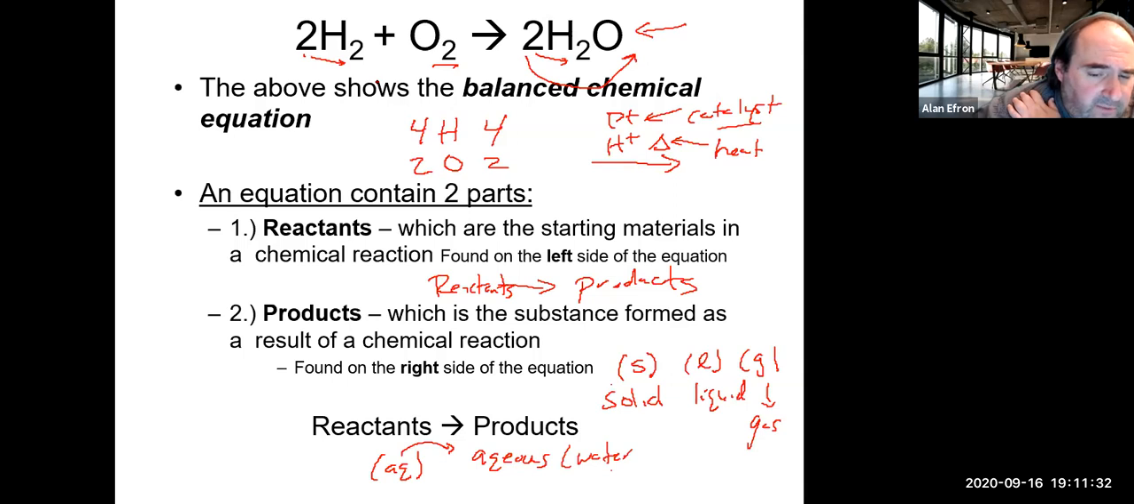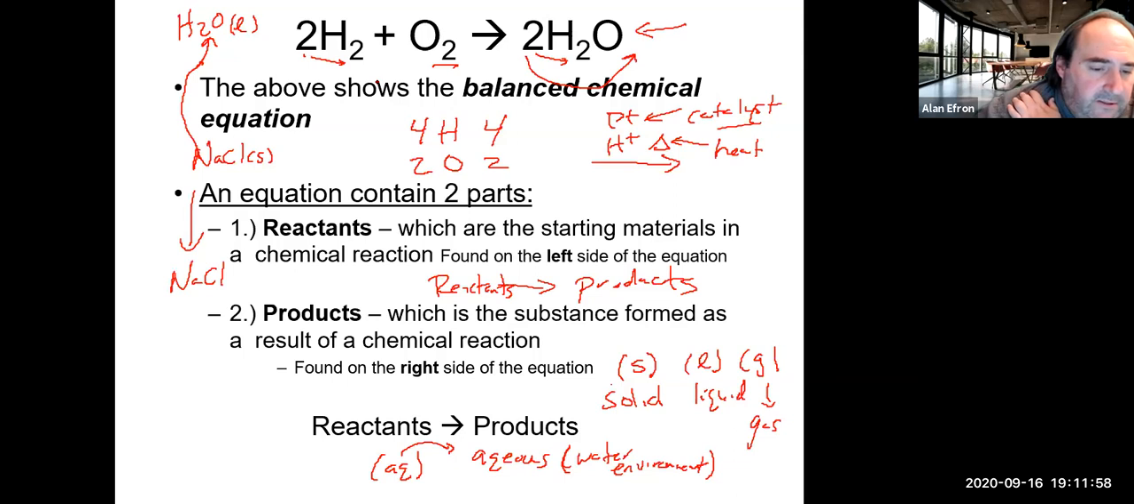And you may ask yourself, what is the difference between, say, (aq), which is a water environment, and something that's (l)? The difference is, if it's an (l), for example, if you had water all by itself, that is a pure liquid. If you take something like water and then you take something like sodium chloride and dissolve it into the water, we will get a sodium chloride solution that's aqueous.